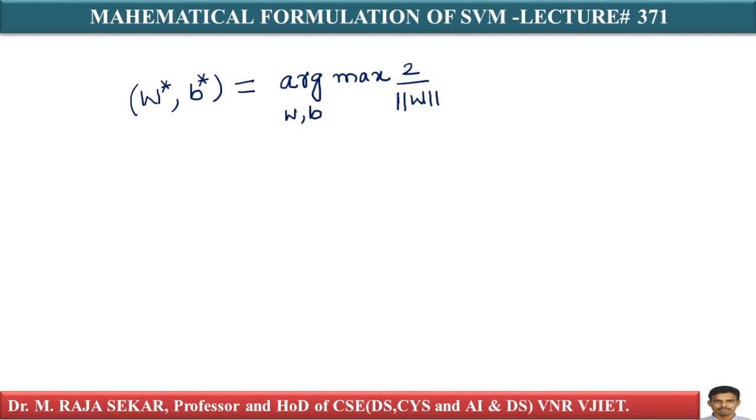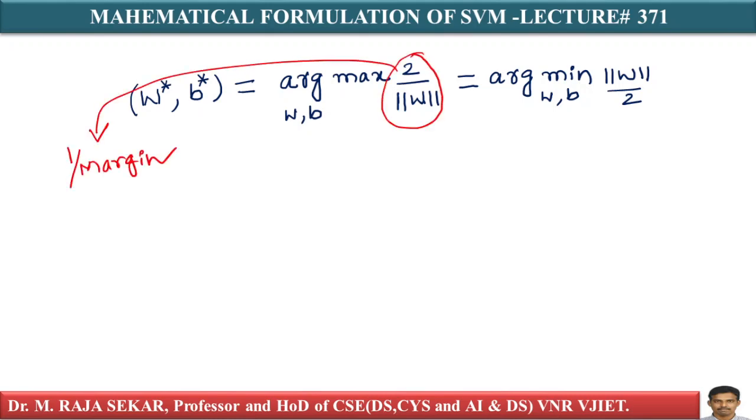W star comma B star, meaning the optimal value of W and the optimal value of B, is equal to argmax over W comma B of 2 by norm W. Maximizing 2 by norm W is equivalent to minimizing norm W by 2. Therefore, I can write W star comma B star equal to argmax of 2 by norm W over W comma B, which is equal to argmin of norm W by 2 over W comma B.